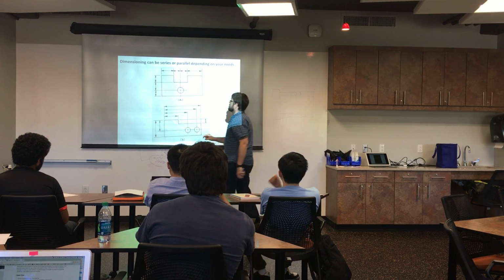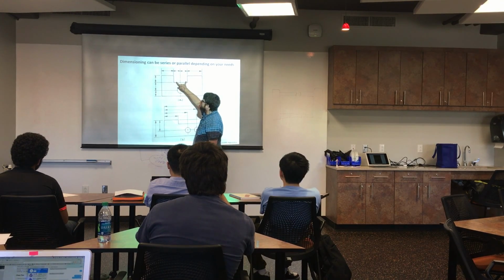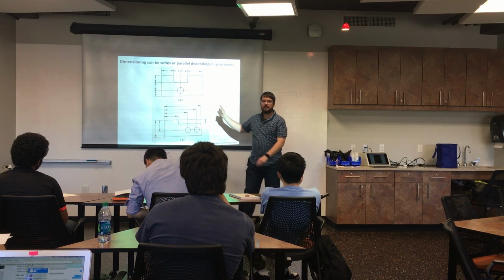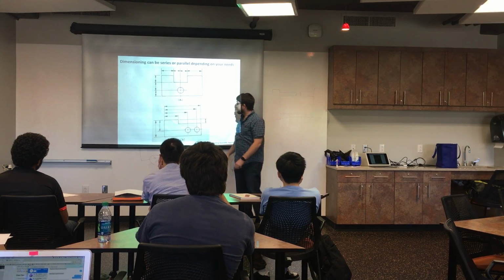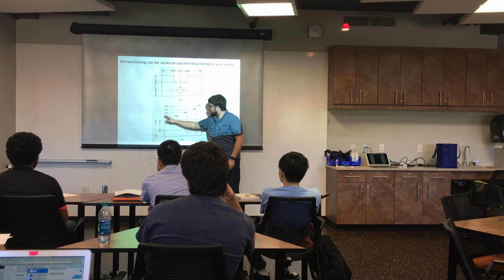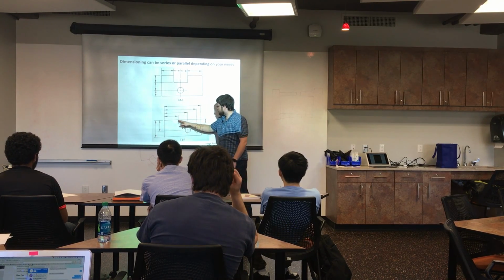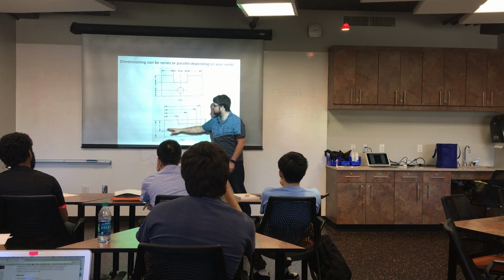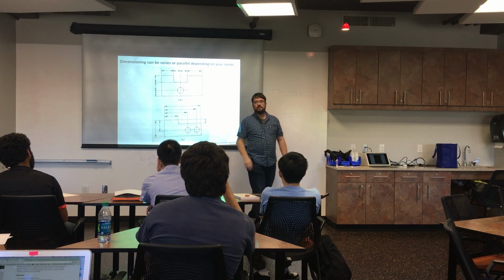But maybe what's really important is the exact width of this, not how far it is from either end. Then this would be the kind of drawing you want to use. If what's really important to you is the actual distance from one end of the part to here and from that same end of the part to the hole, maybe not so much between the holes, but from one end to the feature, then you dimension in parallel.